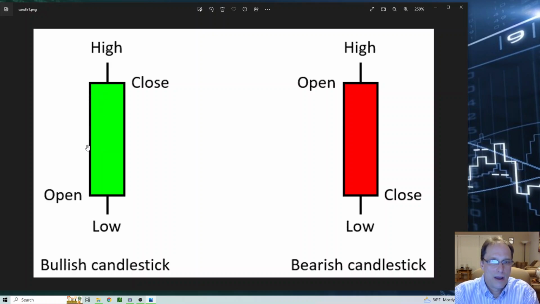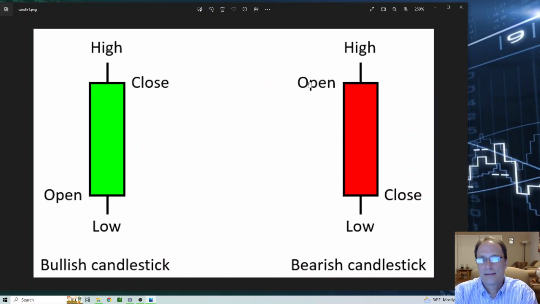So right now what I'm outlining here is the body, which means the price opened up right here and might have got pushed down, which is the candle wick, and then got pushed all the way up to a very high on the candle wick, and then closed here. And that would be a bullish candlestick, meaning the price is going up.